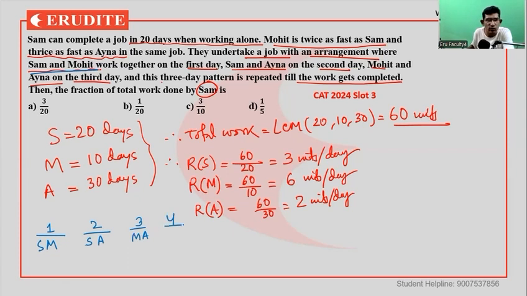And it goes on again. Fourth day, it will repeat: Sam and Mohit. Fifth day again, Sam and Aina. Sixth day, Mohit and Aina. And it goes on till the work is completed.